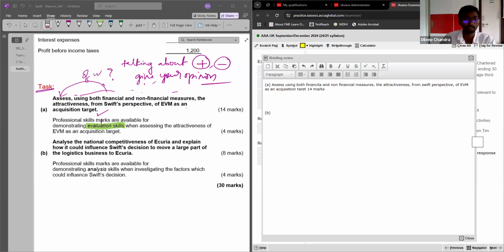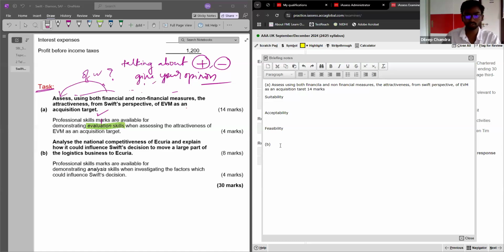All right, so we'll read the question now. You understood we have to assess the attractiveness of this acquisition target. So this is basically that SAF criteria: suitability, acceptability, and feasibility. Since I know which model is being tested, I'll write the headings. Suitability, acceptability, feasibility. Okay, good.